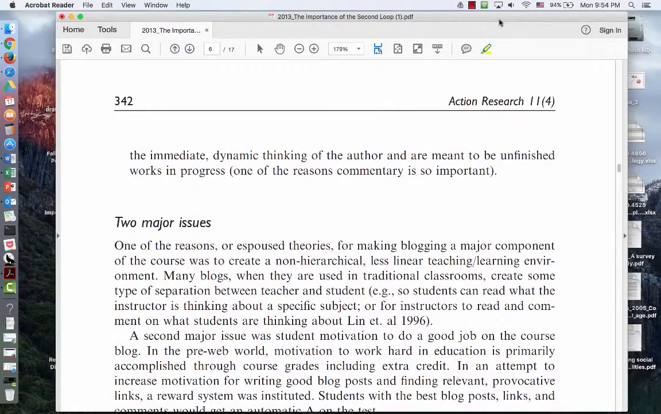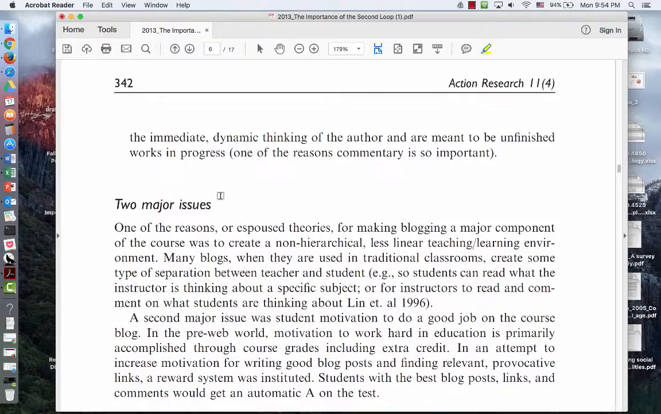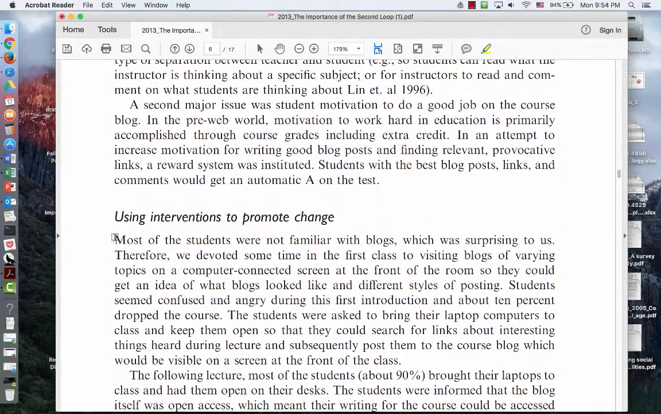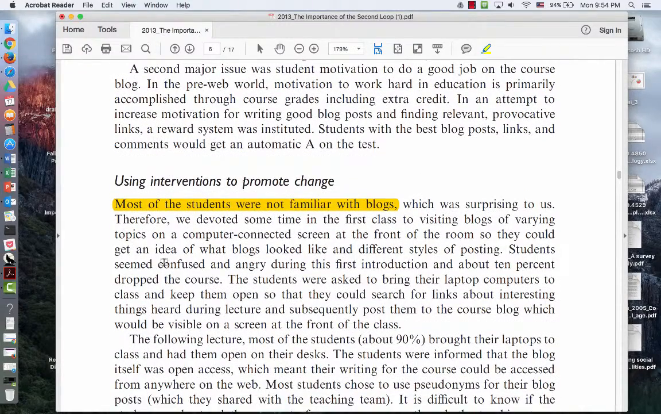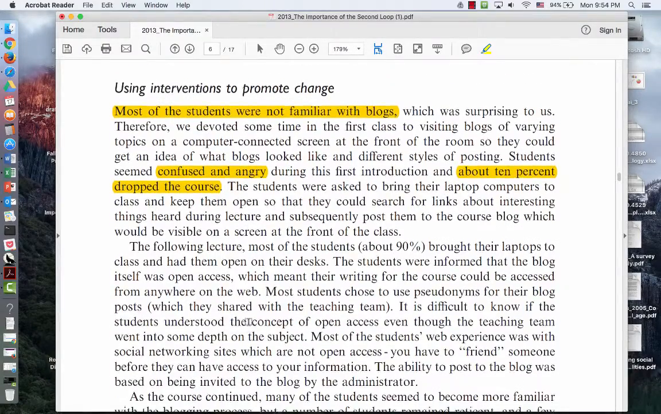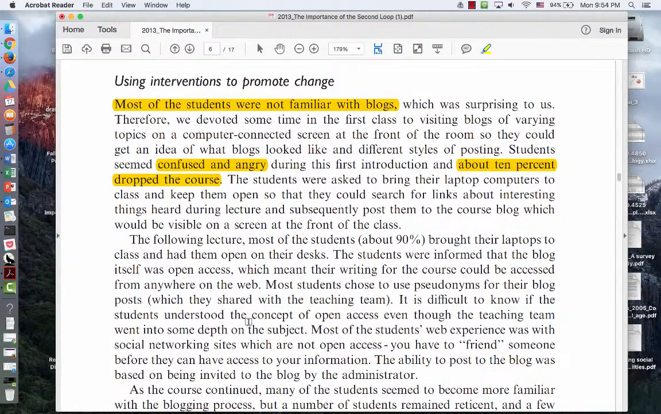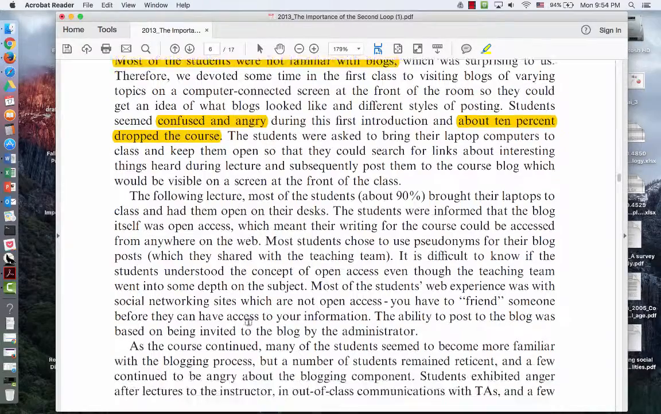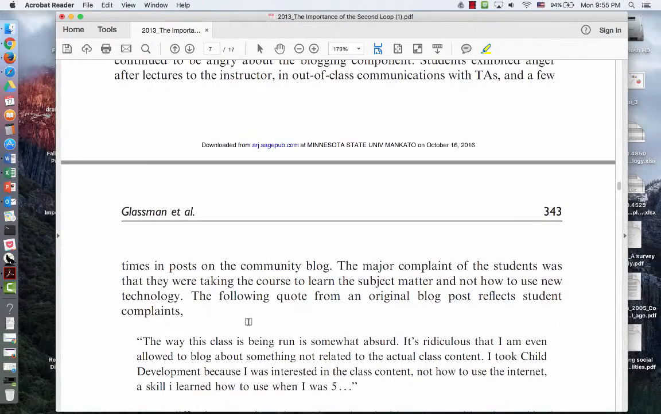The implementation actually was not very successful. From page 342, you will see most of the students were not familiar with the blogs, and they got confused and angry during the first introduction, and about 10% dropped the course. So that was a challenge. Also, a couple of students were complaining that they are here to learn about the subject matter content, not how to use blog. So that was a big complaint from that class.